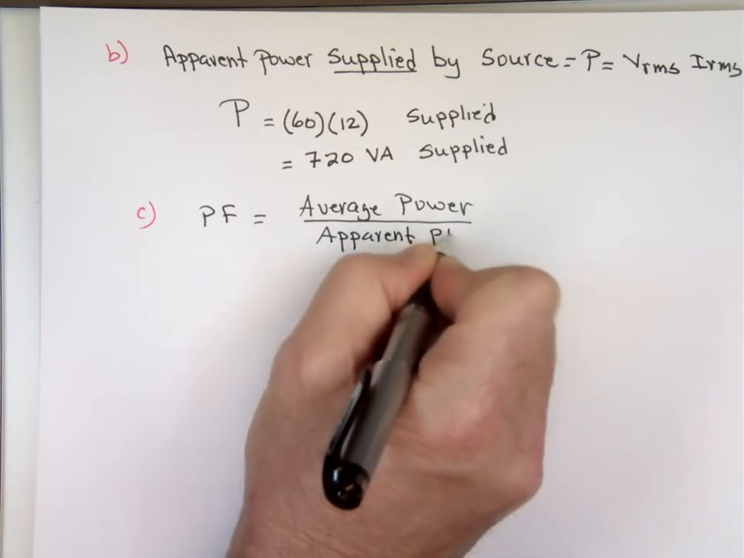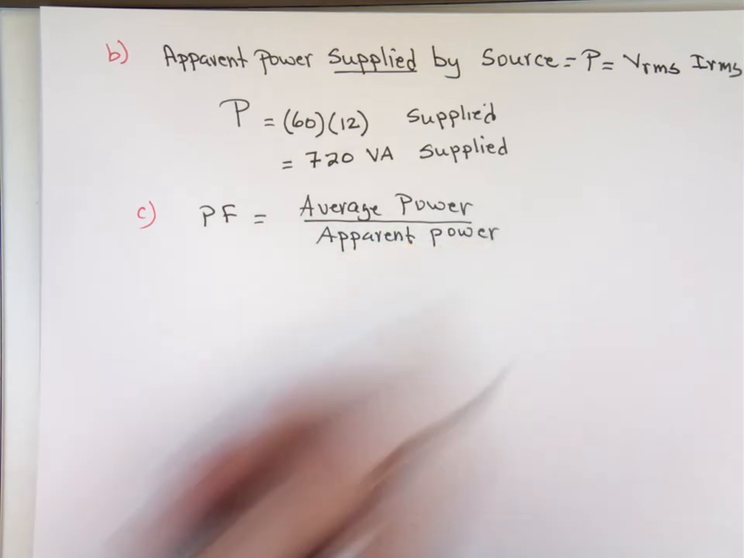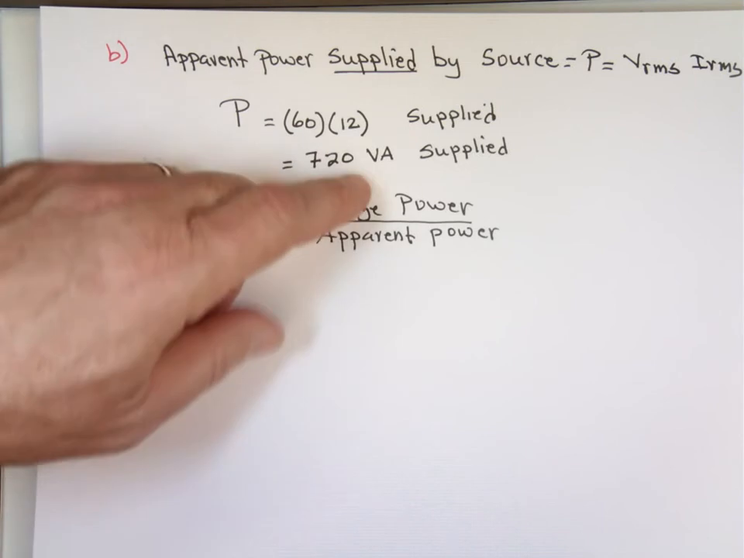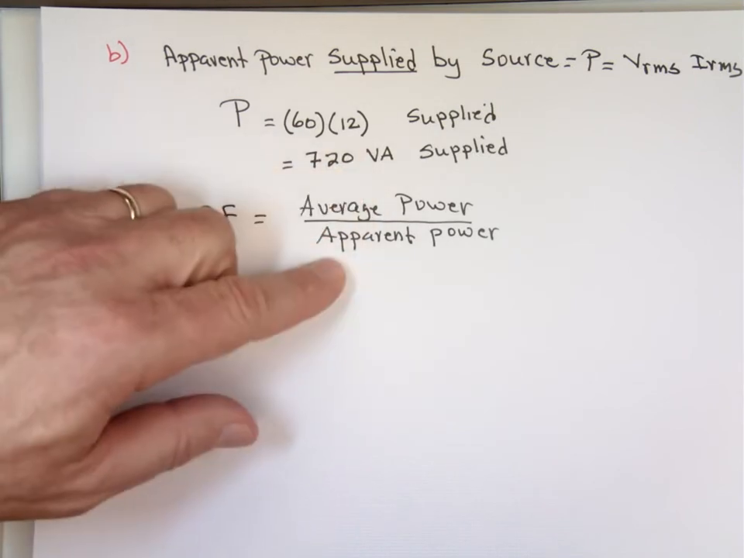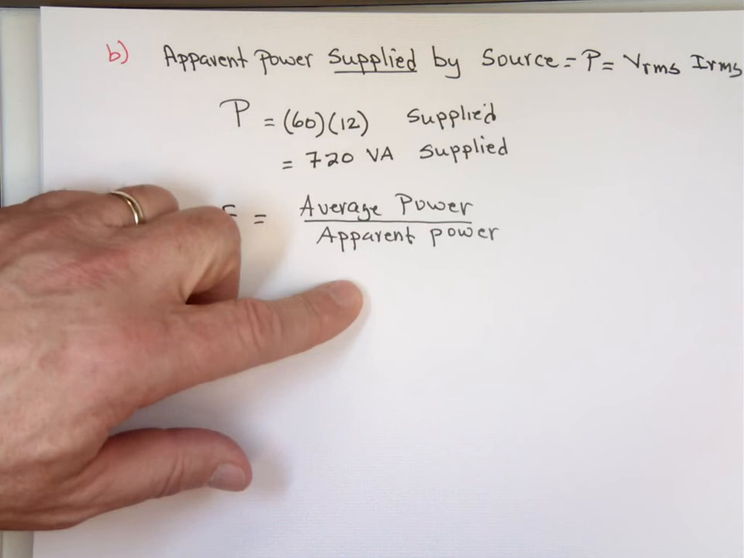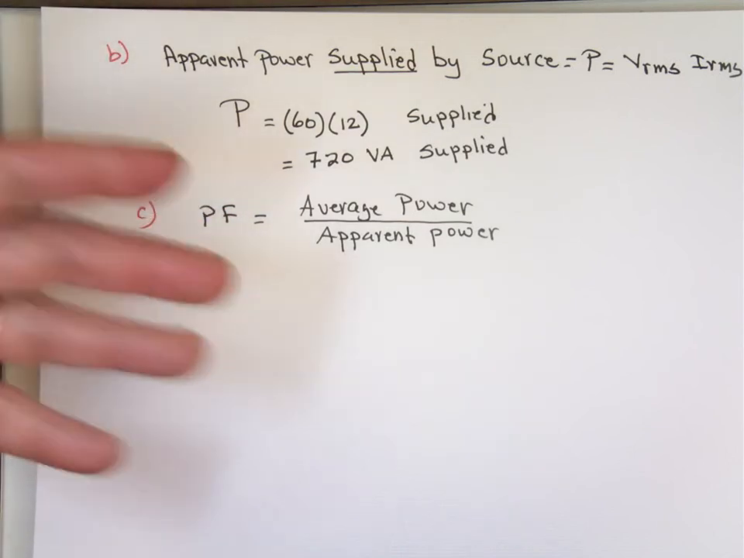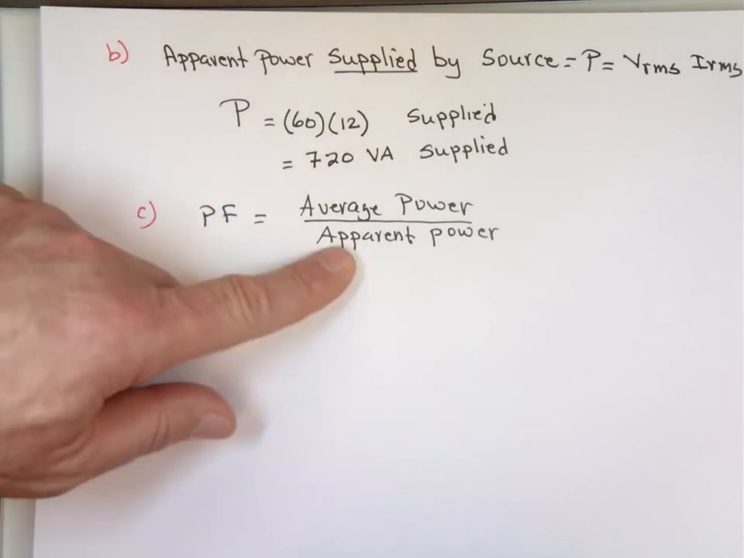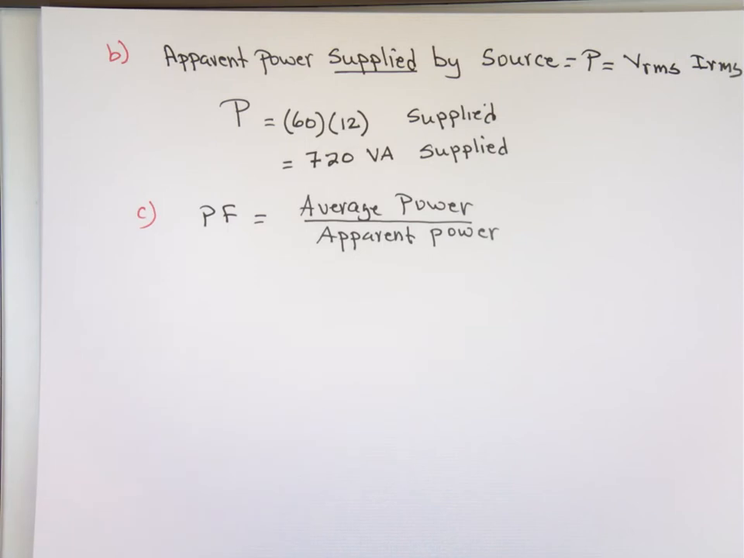Now, it can't be the reverse, because your average power is always going to be less than or equal to the apparent power. It will never be more than that. So the power factor has to be 1 or less. If you put this on the top, you're getting a value more than 1. Every one of us would love to have that. The power company sends you 10 kilowatts, and you're getting 50 without paying for it. That's not going to happen.